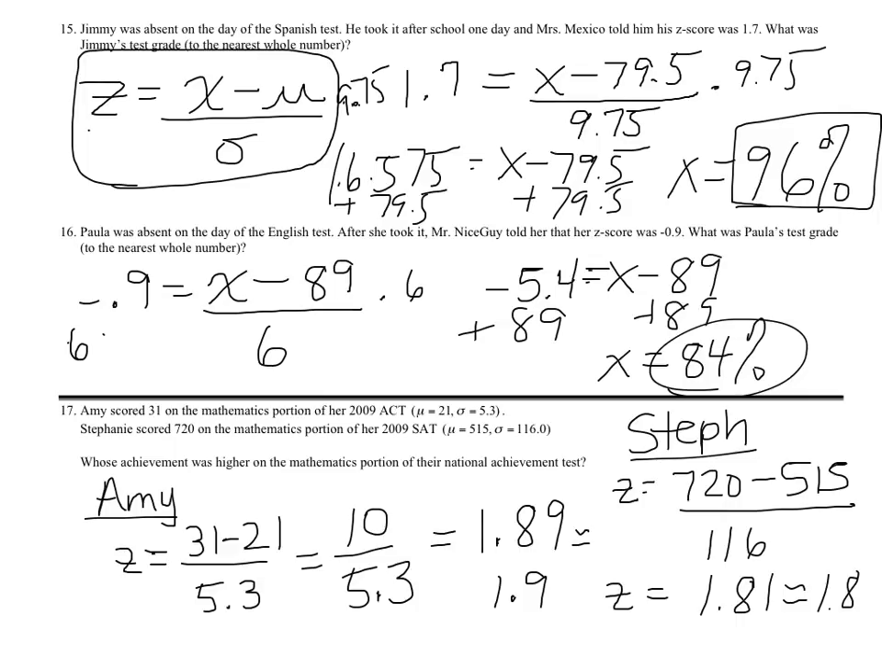So go ahead and check your work. If you calculated it right, you should have gotten that Amy got a z-score of around 1.9. I didn't tell you what to round to, so you could have said 1.89. And Steph got a z-score of about 1.8. So these ladies scored very well on these tests because they are above the mean, but Amy scored slightly higher. So Amy did a little bit better based on her z-score.